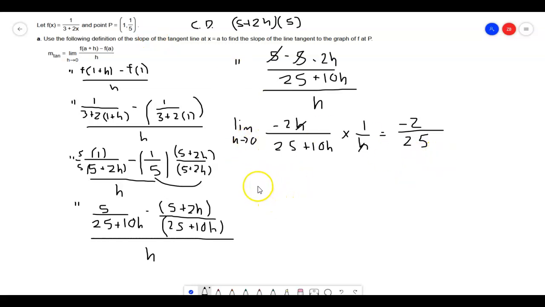The point-slope form says y minus y1 is equal to m times x minus x1. So the process here is your slope here, so you plug that in there. The 1 is your x1, and the y1 is the 1/5. So you plug those in there, and then you end up solving for y.